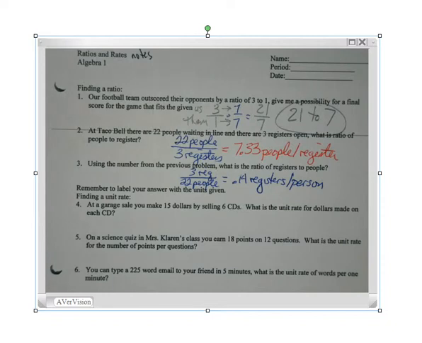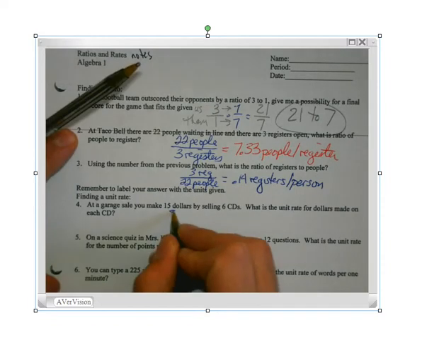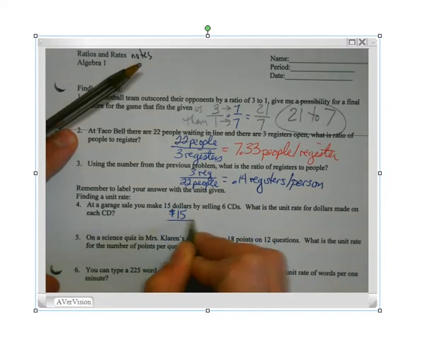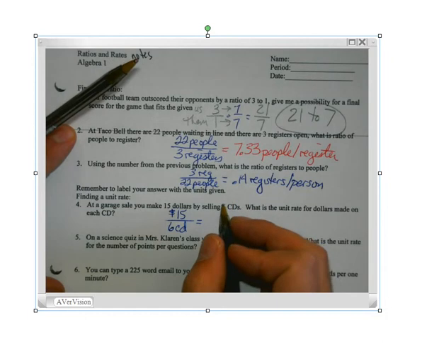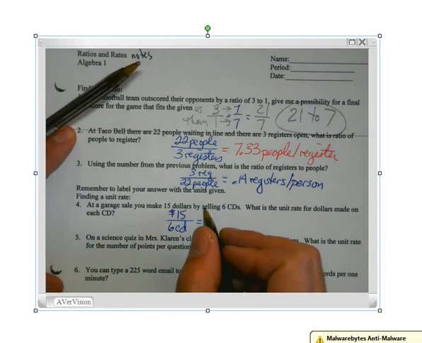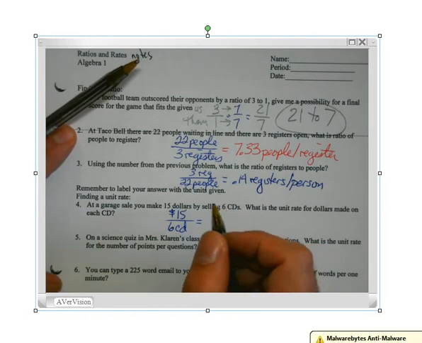So, for instance, at a garage sale, we made $15 by selling 6 CDs. What's the unit rate for dollars made on each CD? Okay, so I got $15 divided by 6 CDs. How much am I going to be making per CD? $1.35. Punch it in.